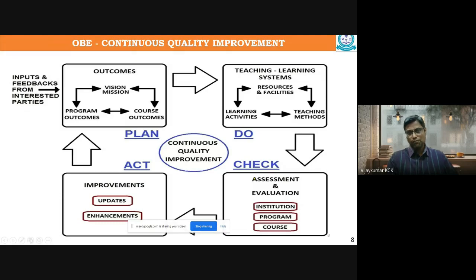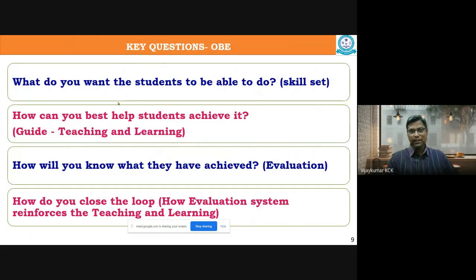That is, after checking, planning is the first stage, do is the second stage, the third is check, and finally act. That is, after evaluating the students' learning, is it adequate or not? If it is adequate, then no problem. If it is not adequate, that has to be fed back to the expected outcome, brainstormed accordingly, and given to the teaching-learning process.